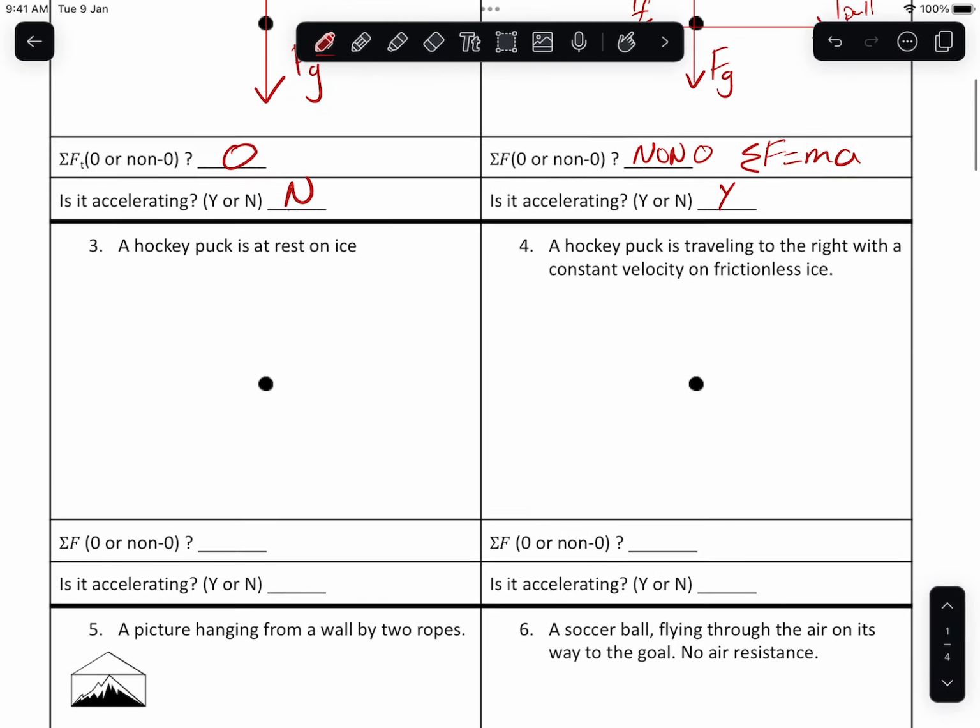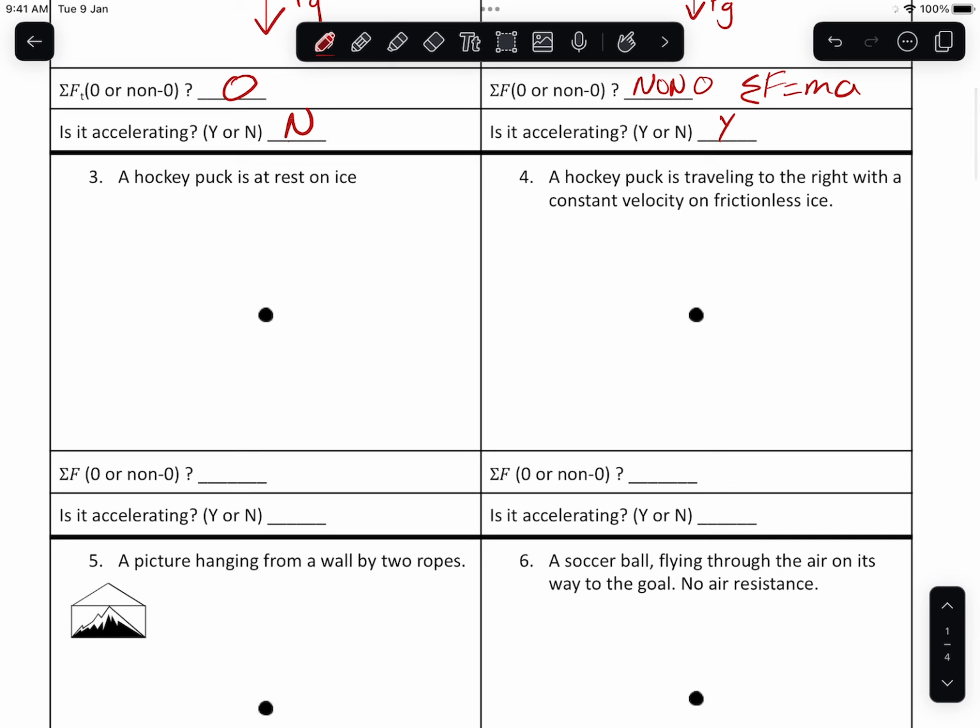Silly, come on. A hockey puck is at rest on ice. Sum of all forces equal to 0? Betcha, because I just have the force of gravity acting on the hockey puck. And I have the normal force acting on the hockey puck. Is it accelerating? No.